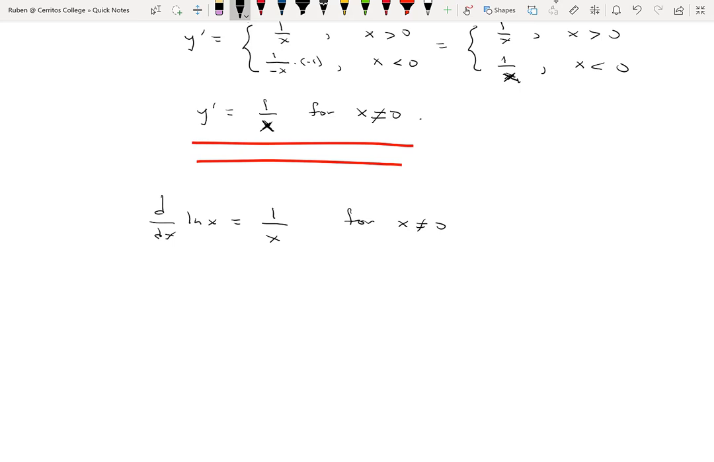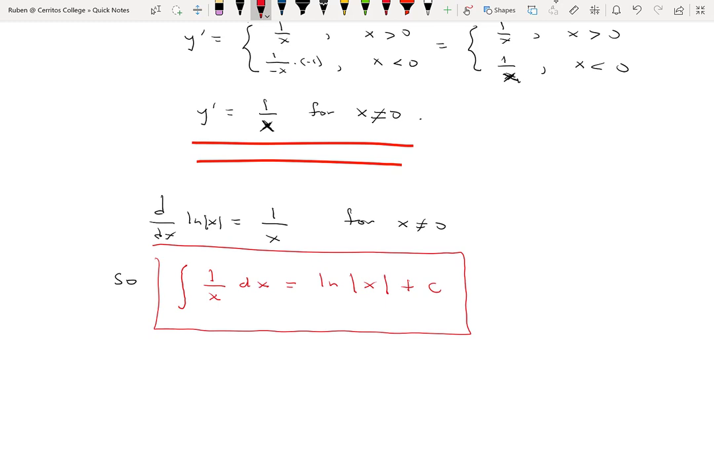Write this formula in integral form. So this is extremely important now. If the derivative of the log of the absolute value of x is 1 over x, then the most general antiderivative of 1 over x is the natural log of the absolute value of x plus a constant. This is arguably one of the most important things in our whole course. This fills in the rest of that big Swiss cheese hole. The integral of 1 over x is the natural log of the absolute value of x.